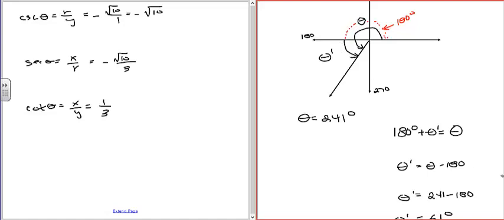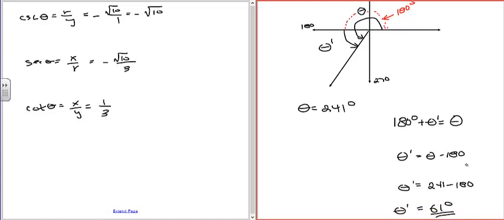Now we'll see later that if I look at the sine, cosine, and tangent of 61 degrees, which is in the first quadrant, they have the same cosine, sine, and tangent as 241, except in the first quadrant they're all going to be positive. In the third quadrant, sine and cosine are negative, but the tangent's positive.